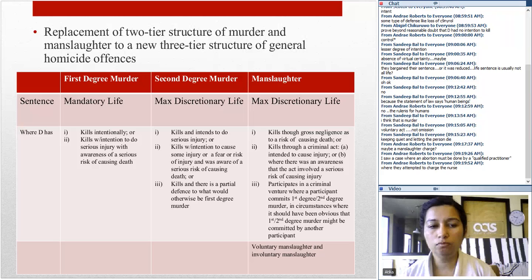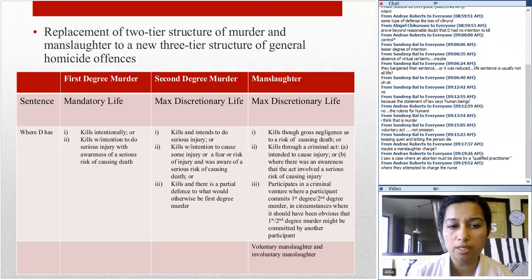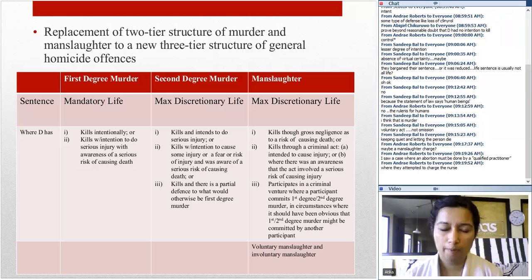So as you can see, they have differentiated by sentence. First-degree murder carries a mandatory life sentence, and it is where the defendant has killed intentionally, or kills with intention to do serious injury with awareness of serious risk of causing death. Second-degree murder carries a maximum discretionary life sentence, and it's where the defendant kills with intention to cause serious injury or fear or risk of injury, and he was aware of the serious risk of causing death. Or he can kill, and there's a partial defense to what would otherwise be a first-degree murder.